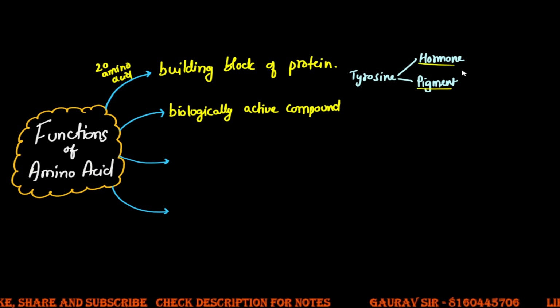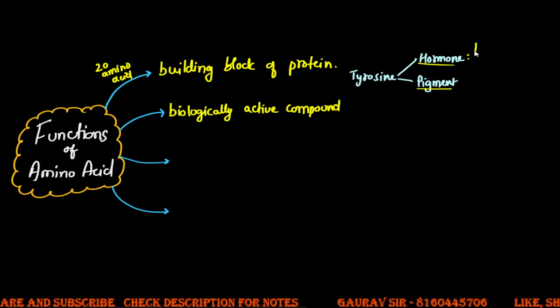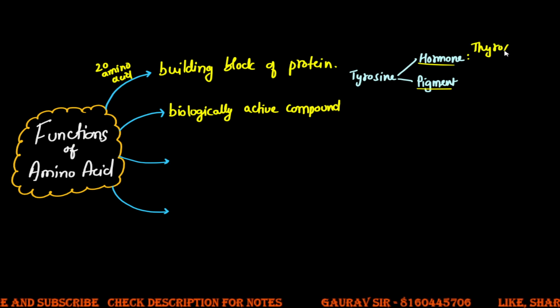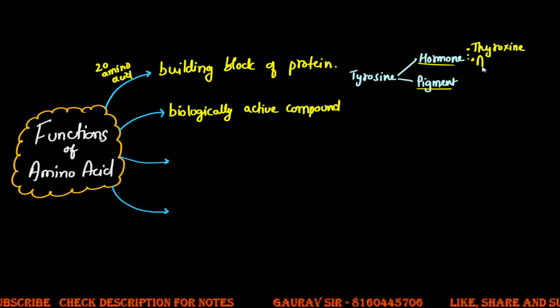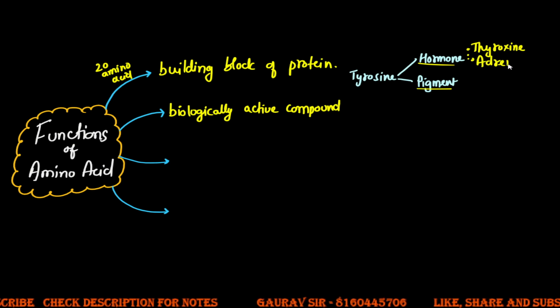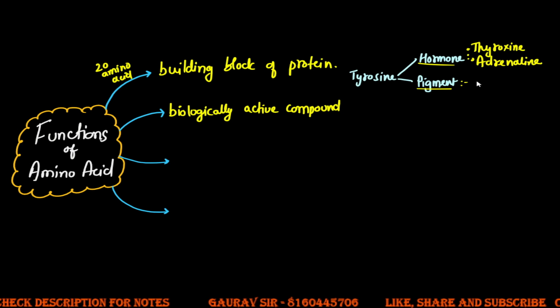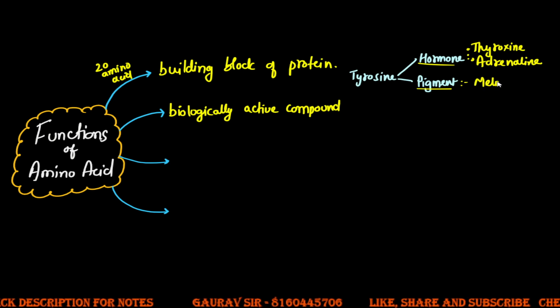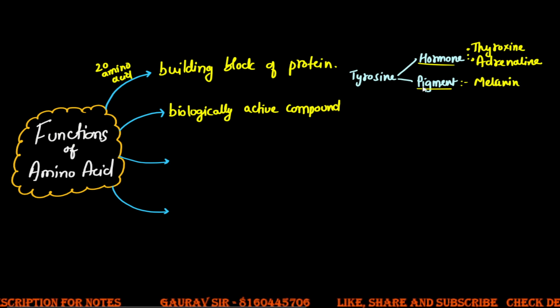What are the hormones that are formed by tyrosine? The hormones are thyroxine, which is produced by the thyroid gland and requires iodine for its formation. Other than thyroxine, there is adrenaline that is produced by the biological conversion of tyrosine. The pigment that is formed by tyrosine is melanin.